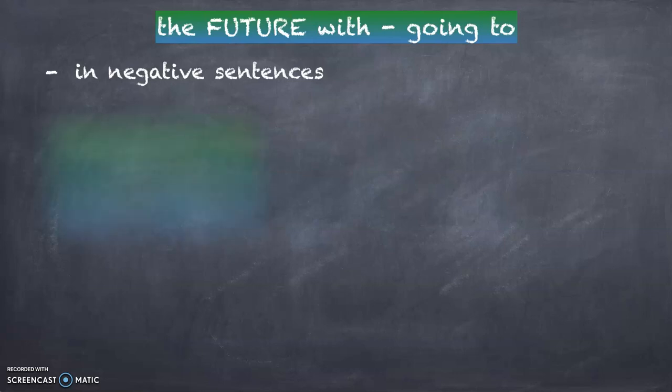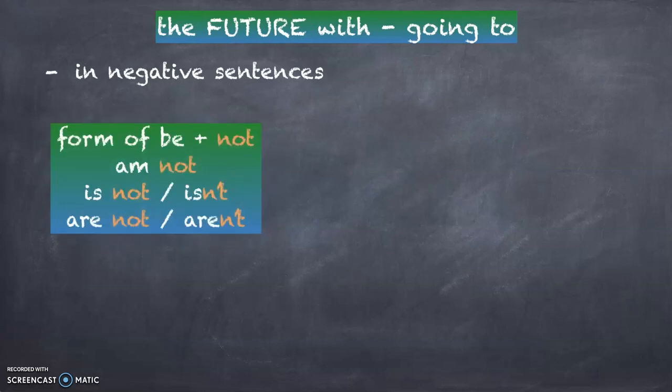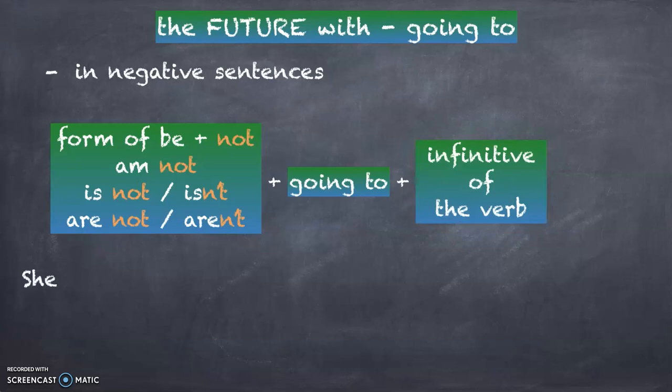In negative sentences, you have to put a not after the form of be. So it's I am not, he, she, it is not, or in the short form isn't, we, you, and they are not or aren't in the short form. Then you have the going to again and the infinitive form of the verb. So she isn't going to sing a song.